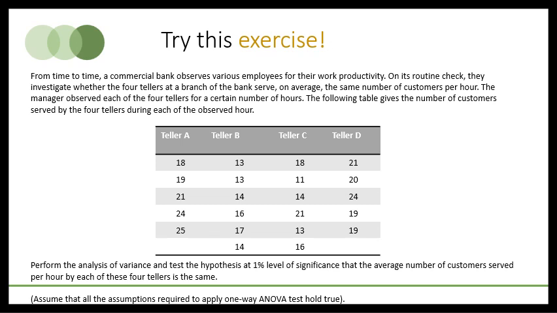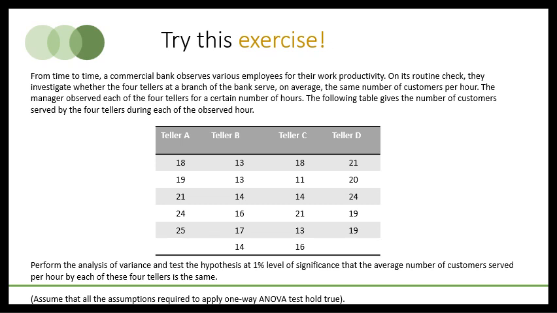Just now, I explained the example of how we can calculate the ANOVA. Now, from this exercise, please determine the ANOVA questions. For this question, from time to time, a commercial bank observes its employees for work productivity. On each routine check, they investigate whether the 4 tellers at a branch of the bank serve on average the same number of customers per hour. The manager observed each of the 4 tellers for a certain number of hours. The following table gives the numbers of customers served by the 4 tellers during each of the observed hours.